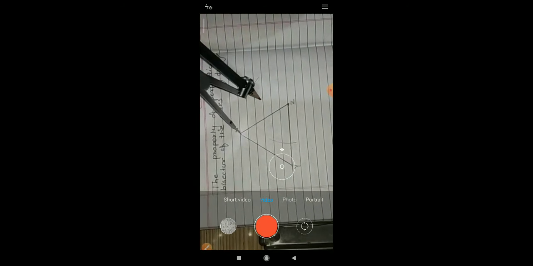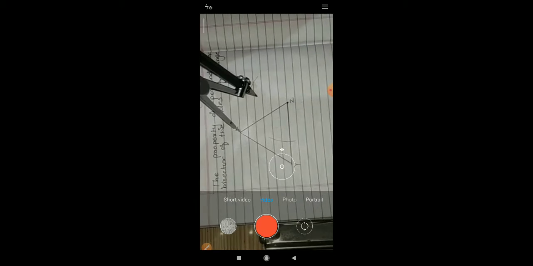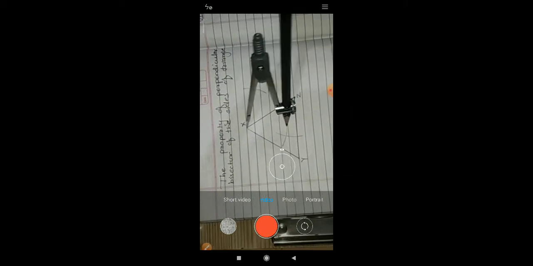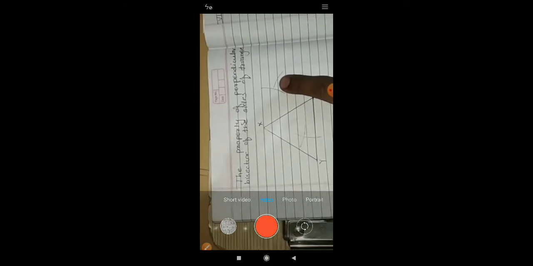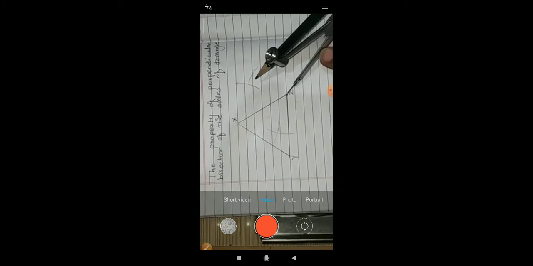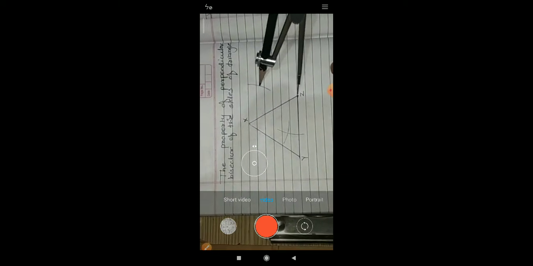Then you just draw the arc which will intersect the first arc. If it doesn't intersect, don't worry about it. Again, without changing distance, put this metal point on this and just increase the length of the arc.